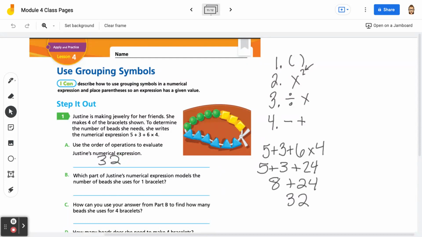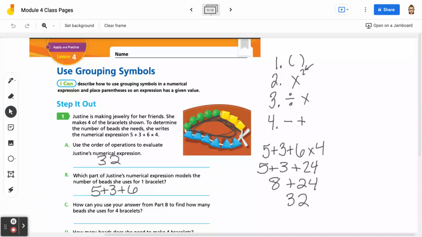But her expression doesn't quite make sense. Because if you look at her bracelet here, these are all the different beads she needs. So the 32 seems a little low. So B says, which part of Justine's numerical bracelet models the number of beads she uses for one bracelet? Well, we have 5 green, 3 yellow, and 6 blue. So it would be the 5 plus 3 plus 6 is how many beads she needs for one bracelet.